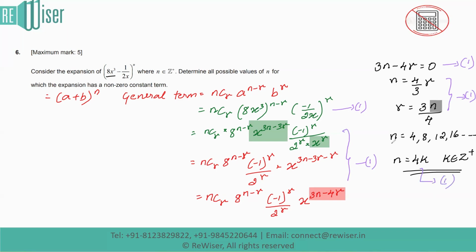Of course, it's completely fine even leaving it like this. Even if you write n equals 4, 8, 12, 16 and so on, that's also completely fine. This is how the 5 marks are distributed for this sum.